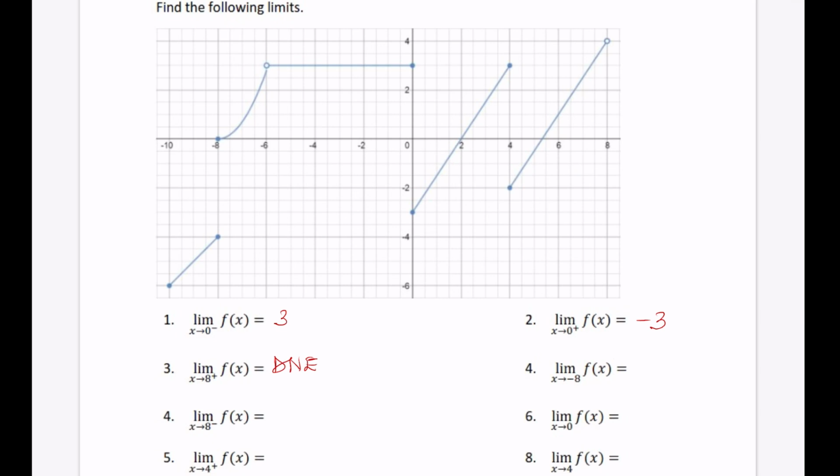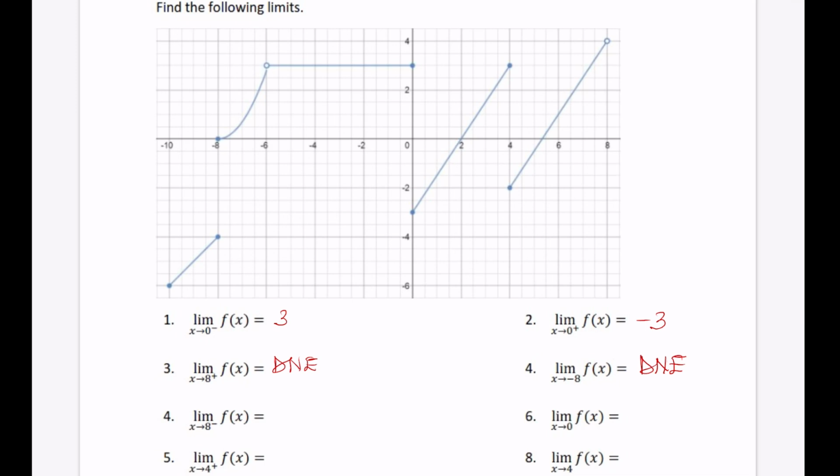Then question 4 wants us to find the limit of f of x as x approaches negative 8. So we locate negative 8. We have to consider the right side of negative 8 and the left side of negative 8. As we approach negative 8 from the right, the value we have is 0. And as we approach negative 8 from the left side, the value we have is negative 4. Clearly, the two are not the same, so the limit as x approaches negative 8 does not exist.